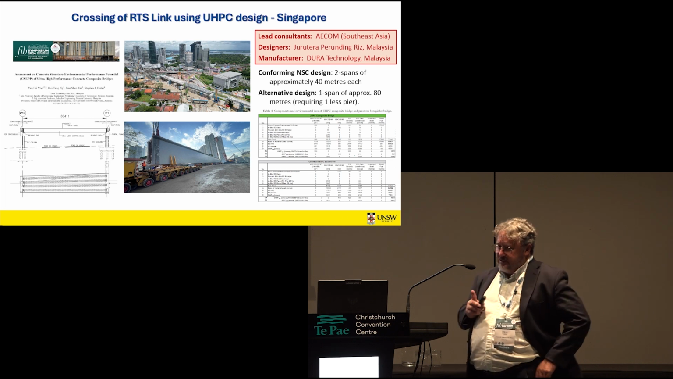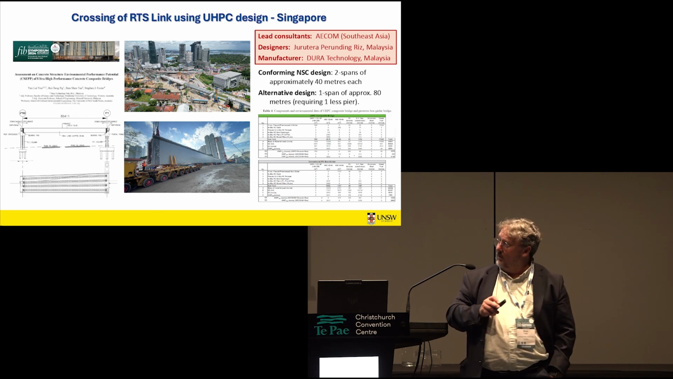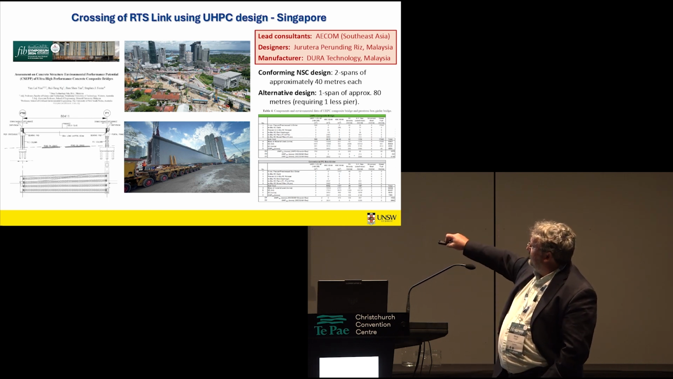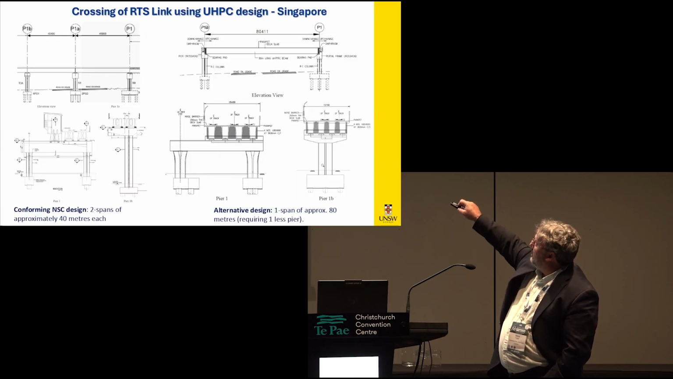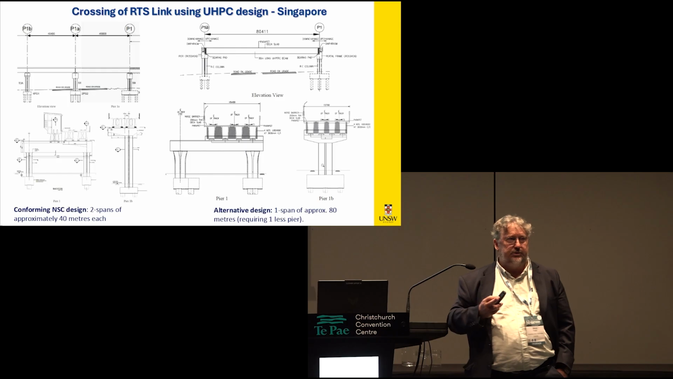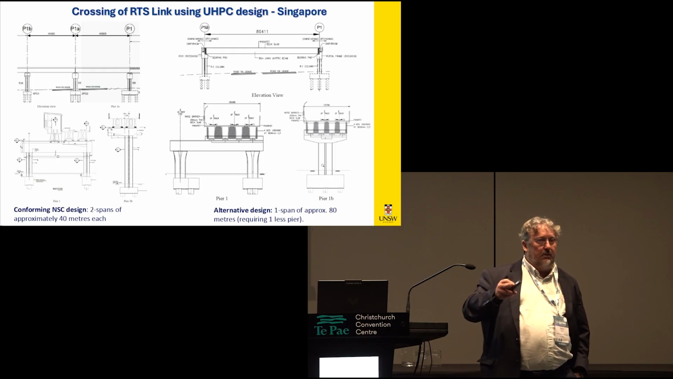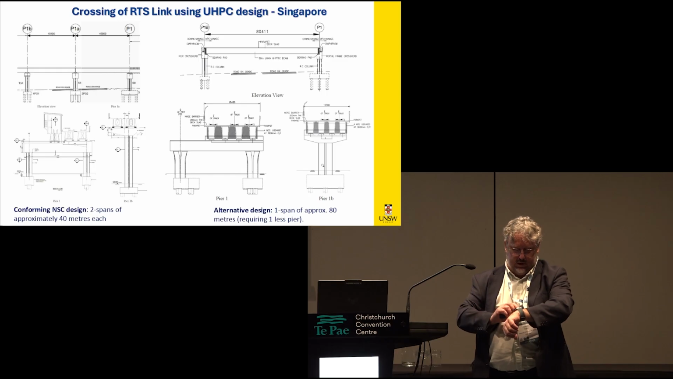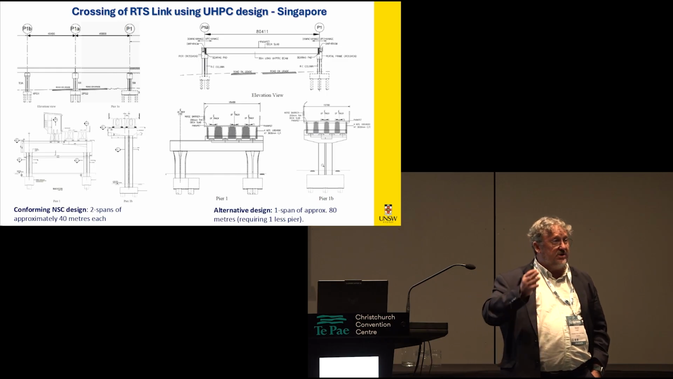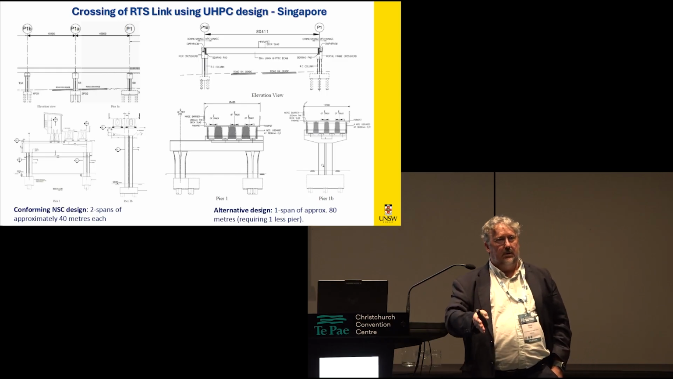But there was another decision on this. So the conforming design was this one here. You'll see it's two spans of approximately 40 metres each. The alternative design here was a single span of 80 metres. So by doing this, they've actually taken out one pier.